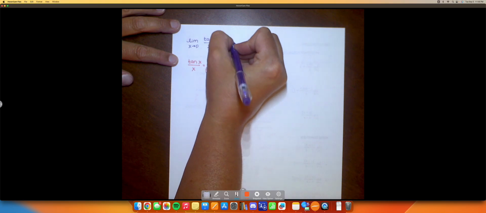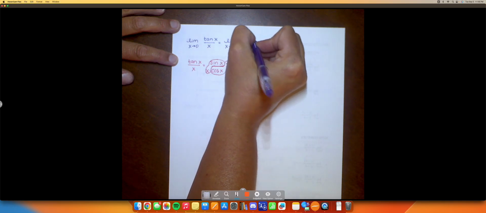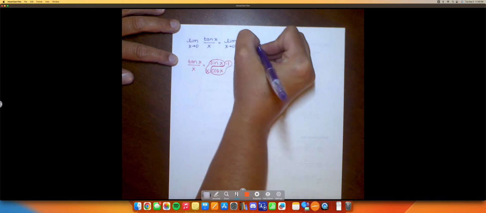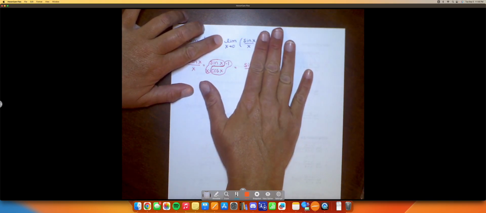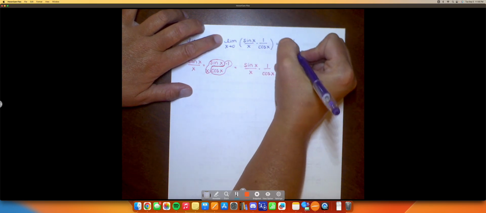Okay, let's see how that works for us. So if I say that this limit is the same thing as the limit as x approaches 0 of sine x over x times 1 over cosine x, and now I put the zeros in. I don't actually want to plug the 0 in here, but I know this limit, right? The limit of this thing, sine of x over x, as x approaches 0, we said was 1 times, and then here we have 1 over cosine 0.